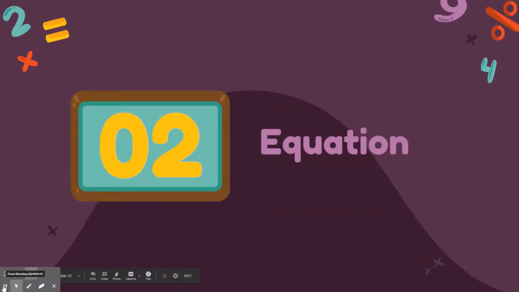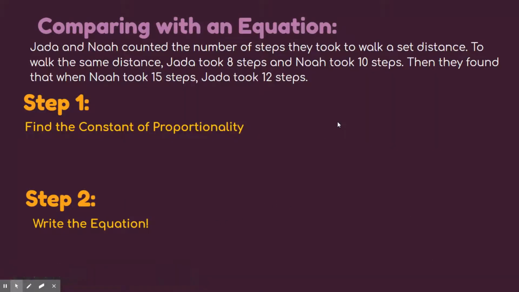So now let's talk about graphing it using equations. All right, so let's look at how to do the equation. The first step of the equation is to find the constant of proportionality, and the second step is to write it. So let's do the first step. Remember the formula for constant of proportionality is k equals y divided by x. If we decided that Jada's steps were x and Noah's steps were y, we then need to plug in either of the sets of steps. I could do either 12 and 15 or 8 and 10. Doesn't matter. I'm going to use 8 and 10. So since Noah is 10, because he's y, then Jada is 8. So it's going to be 10 over 8.